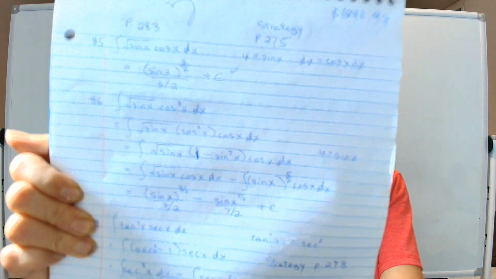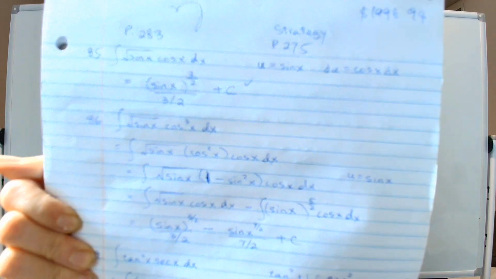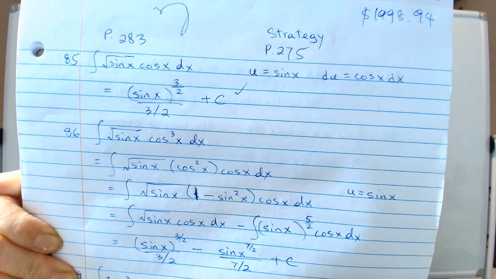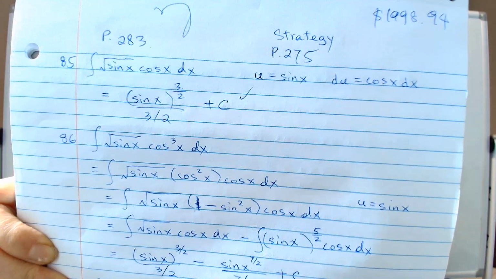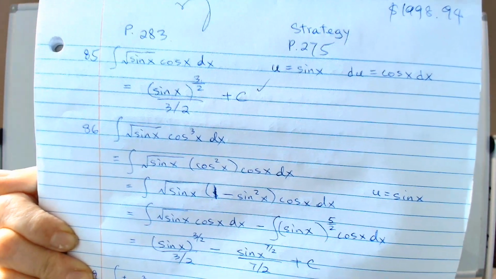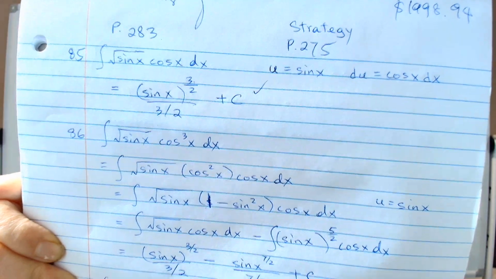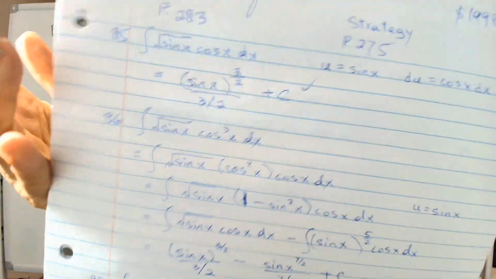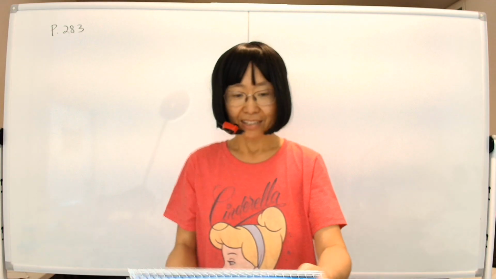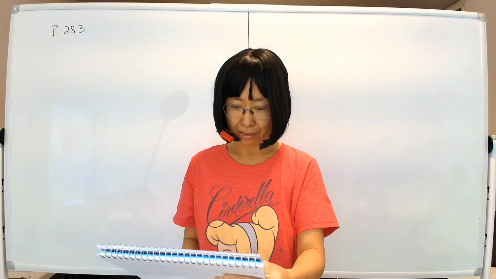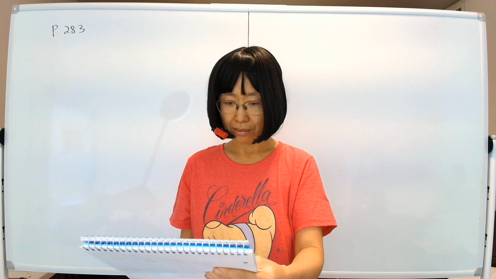In this case, the derivative of sine is cosine. So if you let u equal the sine of x, then the whole thing pops out in one line. Basically, you just raise the power by 1, which becomes 3 halves, and then divide by 3 halves, and that's your answer. All right, so that's 85. Next, let's look at problem 86.